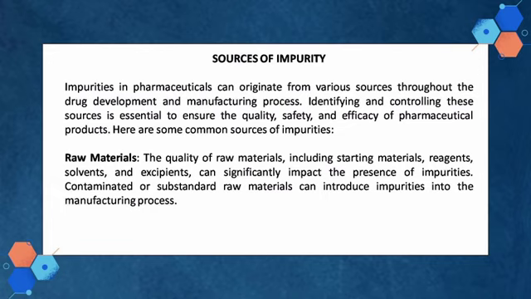Impurities in pharmaceuticals can originate from various sources throughout the drug development and manufacturing process. Identifying and controlling these sources is essential to ensure the quality, safety, and efficacy of pharmaceutical products. Here are some common sources of impurities. A. Raw materials. The quality of raw materials, including starting materials, reagents, solvents, and excipients, can significantly impact the presence of impurities. Contaminated or substandard raw materials can introduce impurities into the manufacturing process.